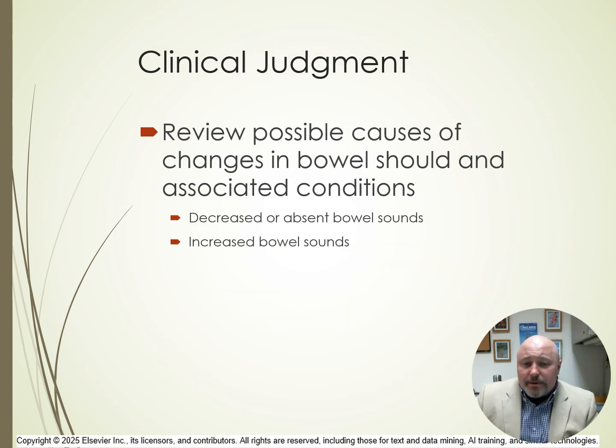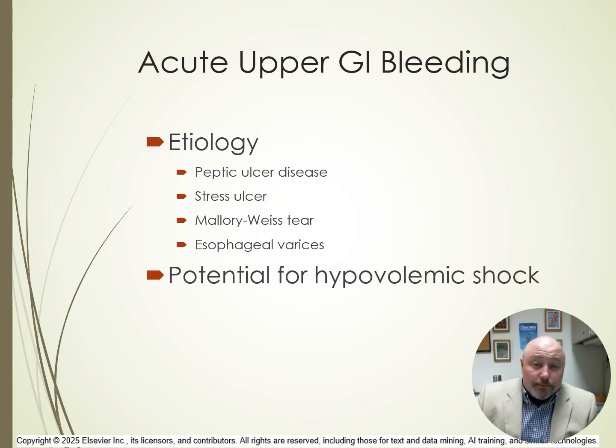And also, keep in mind to review possible causes of changes in the bowels. Should NA be associated with conditions like decreased or absent bowel sounds, or even increased hyperactive bowel sounds? There can be several causes of GI bleeding, such as the H. pylori or Helicobacter pylori. This is a bacteria that is a major cause of duodenal ulcers. All have high risk of extensive blood loss, and the patient is monitored for hypovolemia and treated accordingly.